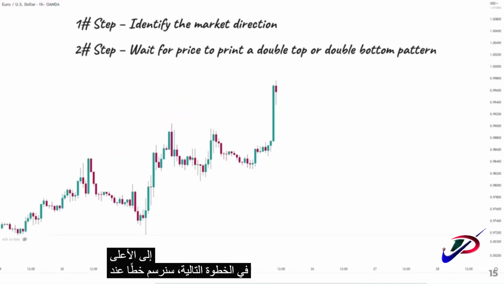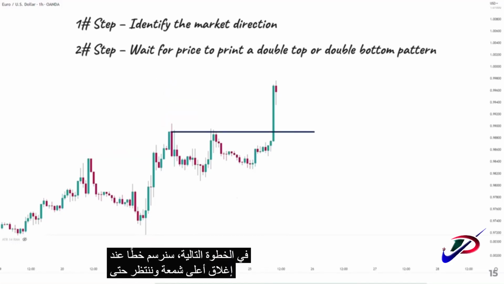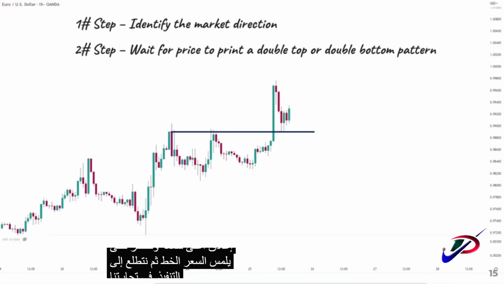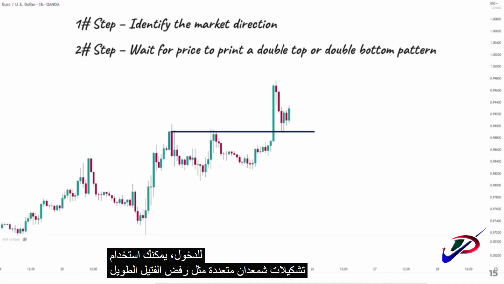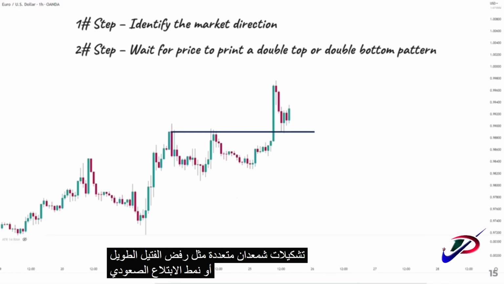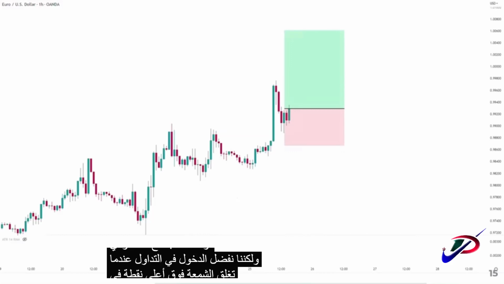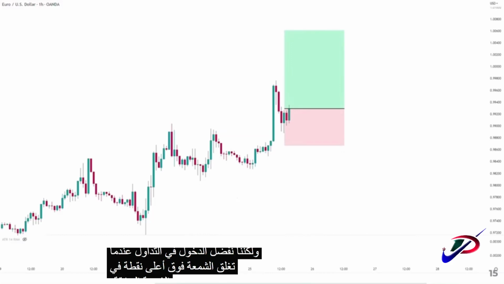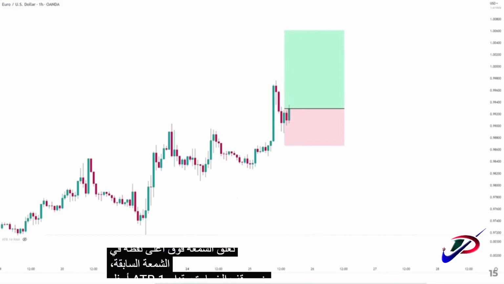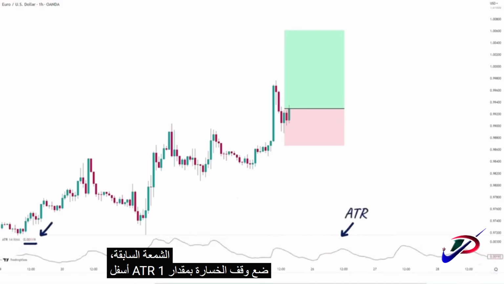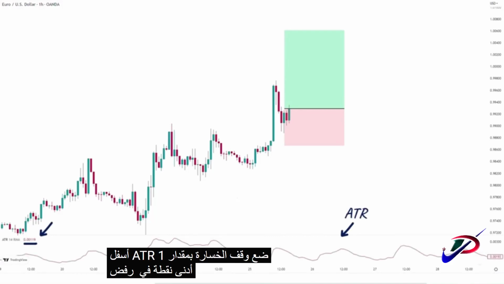In the next step, we will draw a line at the close of the highest candle, wait for price to touch the line, and then look to execute our trade. For the entry, you could use multiple candlestick formations such as long wick rejection or bullish engulfing pattern. But we prefer to enter the trade when a candle closes above the highest point of the previous candle. Place your stop-loss 1 ATR below the lowest point of the rejection.